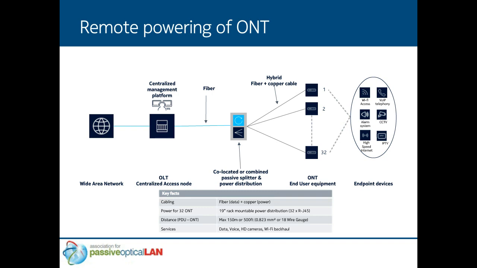A UPS needs to be installed together with the power distribution unit, or the combination of the power distribution unit and passive splitter can be placed in the same room as the OLT. Then the power distribution unit can be sourced from the same UPS that is powering the OLT.